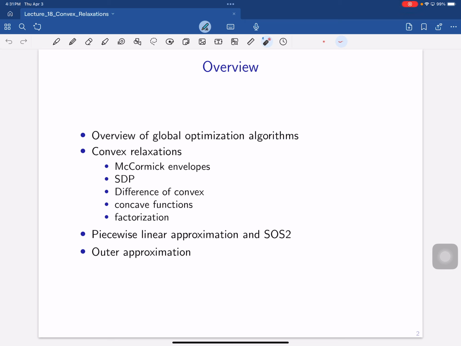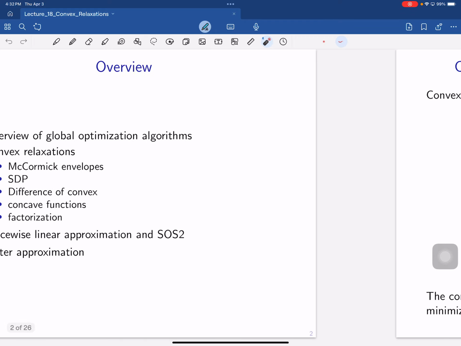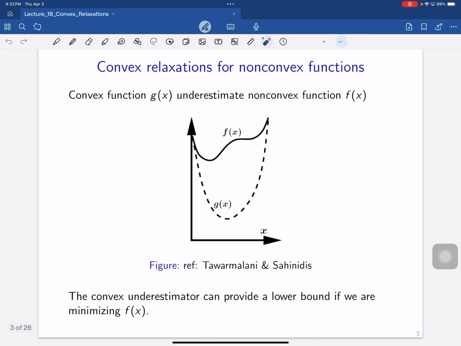We will first give you a quick overview of the global optimization algorithm, i.e. branch and reduce. Then we will talk about some very commonly used convex relaxations. The other approach is using a linear approximation rather than relaxation. Also, we will talk very briefly about outer approximation for convex problems. Okay, so you probably have no clue what I'm talking about now. So let's go to the details.